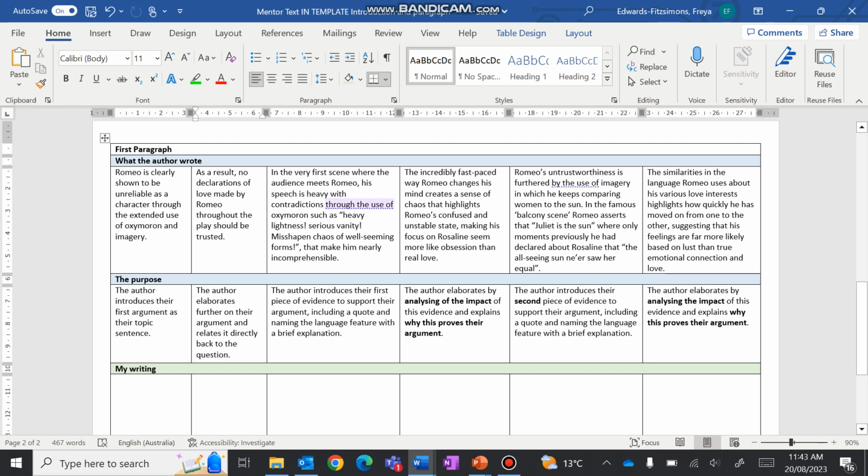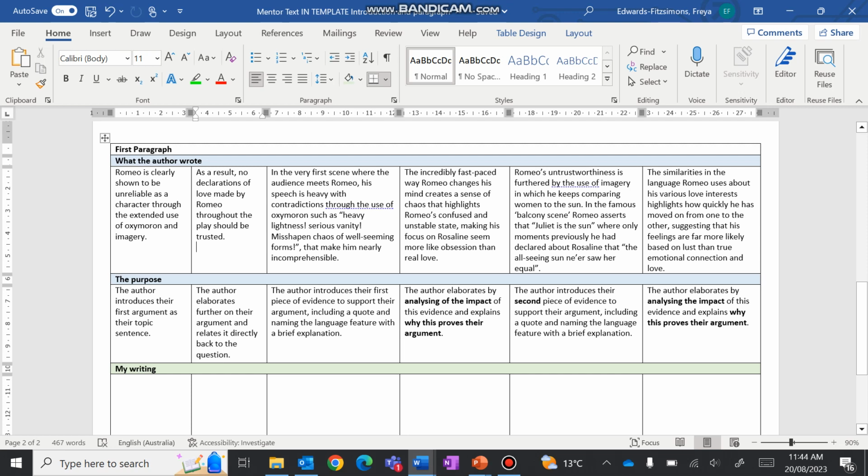Then we get into the first bit of evidence, and as you'll see, what I'm trying to do is embed the quote with a little bit of explanation already before we head into analysis. So I've said in the very first scene where the audience meets Romeo, his speech is heavy with contradictions through the use of oxymoron, such as heavy lightness, serious vanity, misshapen chaos of well-seeming forms that make him nearly incomprehensible. The incredibly fast-paced way Romeo changes his mind creates a sense of chaos that highlights Romeo's confused and unstable state, making his focus on Rosalind seem more like obsession than real love.